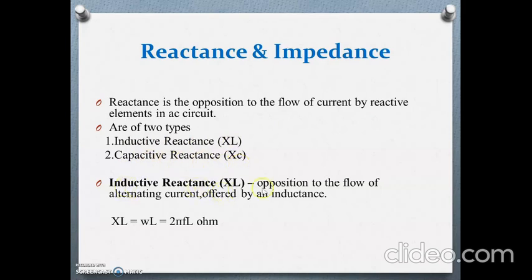Inductive reactance XL is the opposition to the flow of alternating current offered by an inductance. It is denoted by XL, which is expressed as omega L, where omega is the angular frequency, that is 2 pi f radian per second. So XL is equal to 2 pi fL ohm.